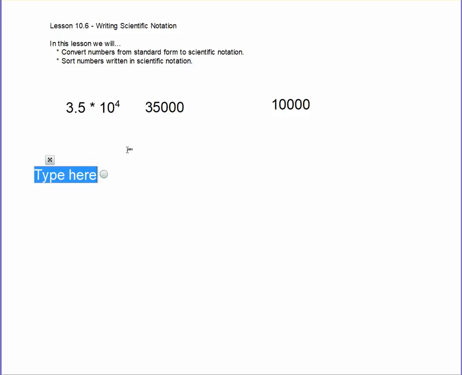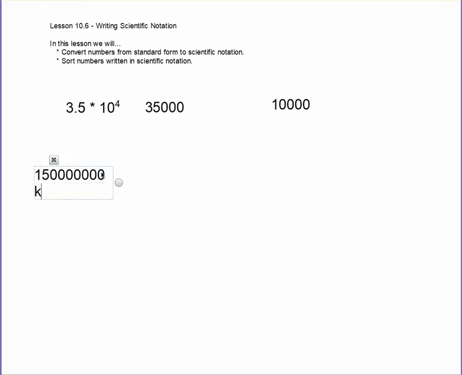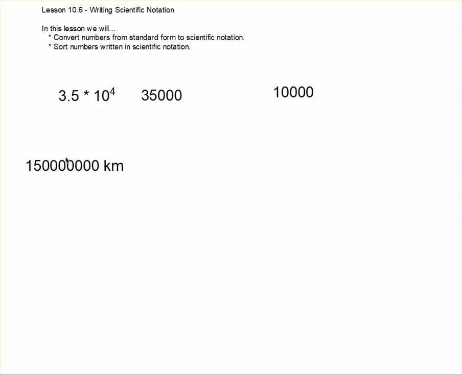So let's say we have the number 63. Actually, let's use a number I mentioned in class to some of you, that the sun, the star that's closest to us, is 150 million kilometers away. Let me just put a unit on that, km. So 150 million kilometers. Now, we're going to take this number and convert it into scientific notation.